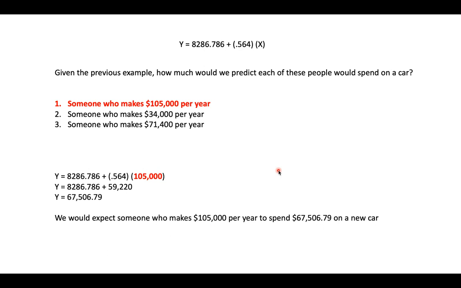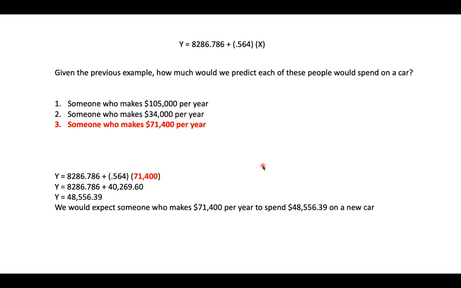So someone with a lot of income is going to spend a lot of money on a new car. Let's look at someone with lower income, $34,000 a year. We plug it in for X, we do our math, and we're going to predict that they're only going to spend $27,462.79. So they make less money, and we predict that they will spend less money on a car. And then we can play around, and we can hypothetically put the income of any person into this equation. So someone who makes $71,400 per year will spend, right, plug and chug, do the math, $48,556.39 on a new car.